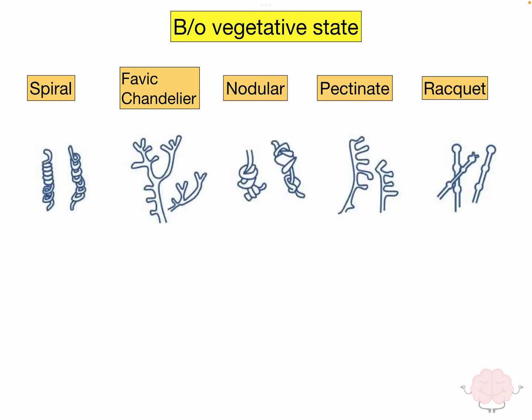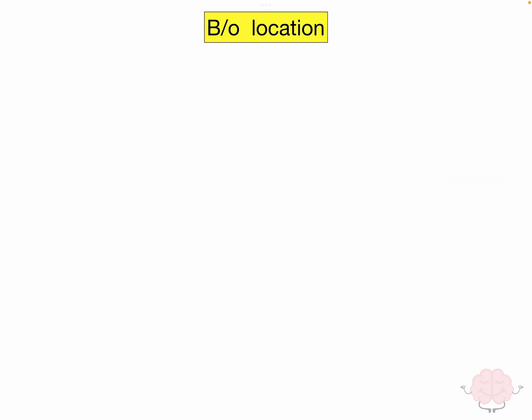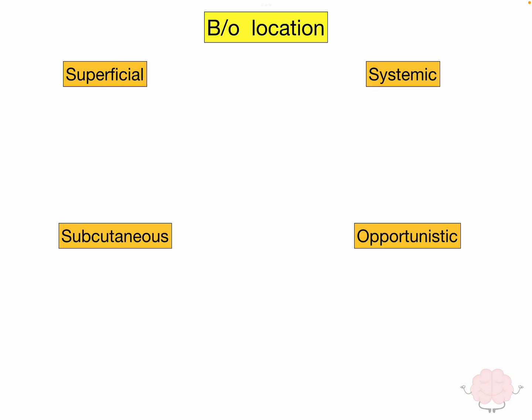Spiral looks like this. So you can see all these morphological structures, these vegetative states of the hyphae of various fungi. Now, spiral and favic chandelier are characteristically found in Trichophyton species, while nodular and pectinate types are found in Microsporum species, and the racket type is found in Epidermophyton species. Now, based upon location, the fungi can be divided into superficial, subcutaneous, systemic, and opportunistic. This location is the location of fungal infection which is caused by the fungi. So it can be either superficial, like present over the skin. It can be subcutaneous, meaning infecting the subcutaneous tissue beneath the skin.